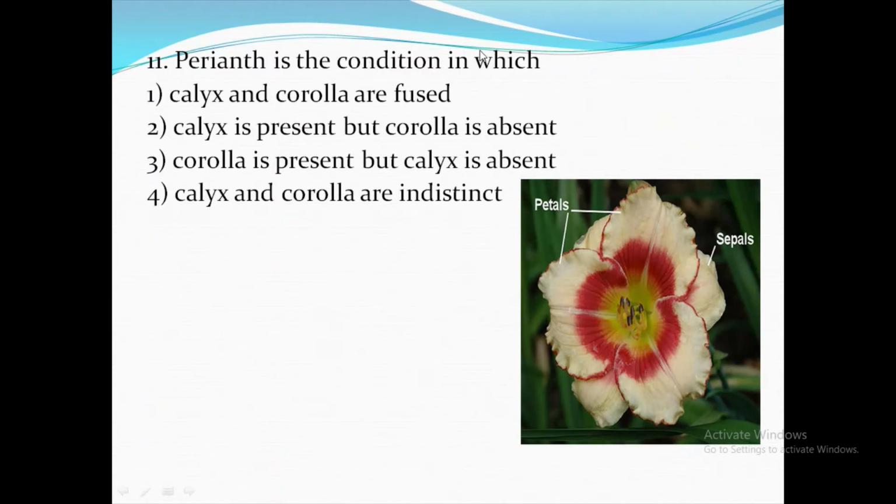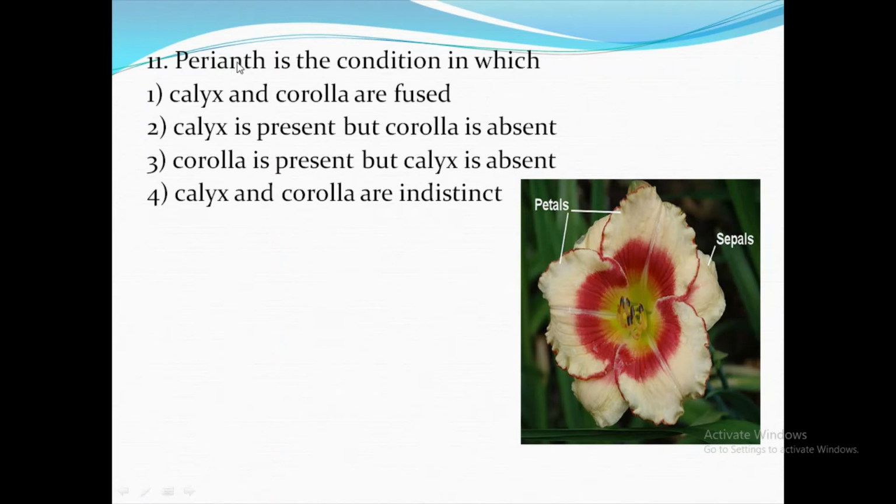Perianth is the condition in which calyx and corolla are fused; calyx is present but corolla is absent; corolla is present but calyx is absent; calyx and corolla are indistinct. So this is the answer. Indistinct means you cannot differentiate clearly between calyx and corolla. Both look similar. Then we use the word perianth.